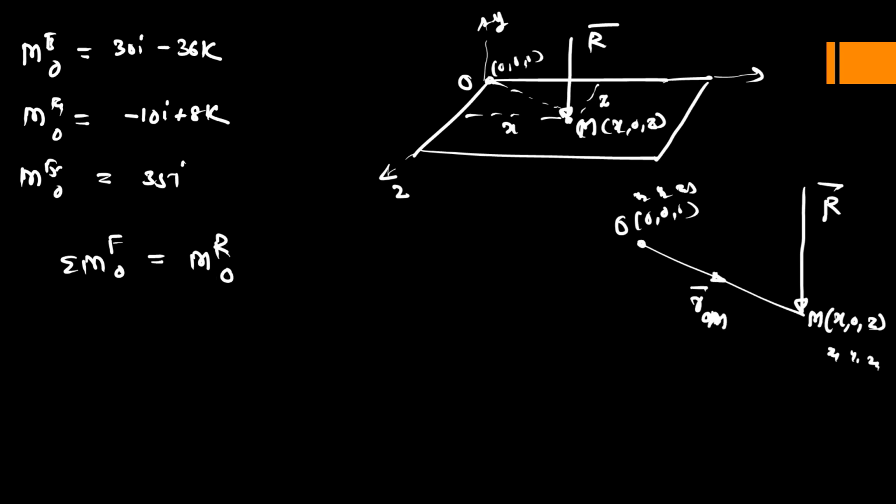So for the moment by the resultant, this is i, j, and k. So the position vector Rx will be X minus 0. So this is X.